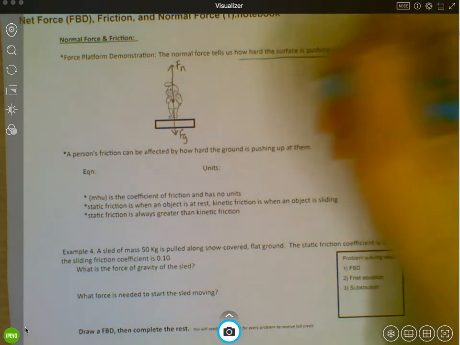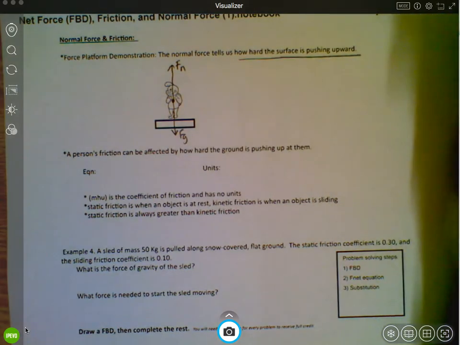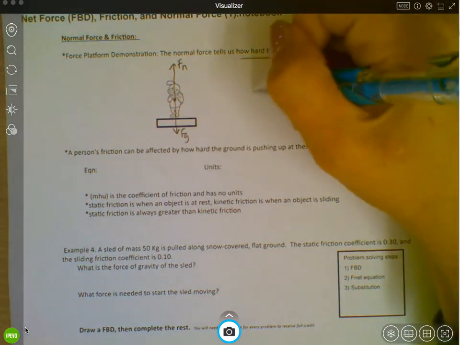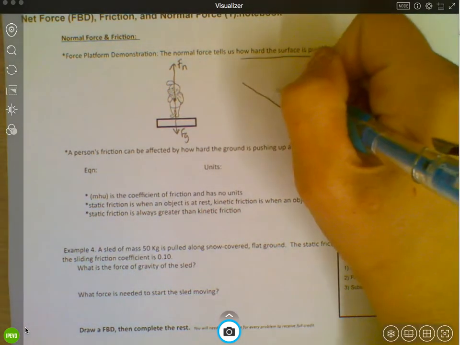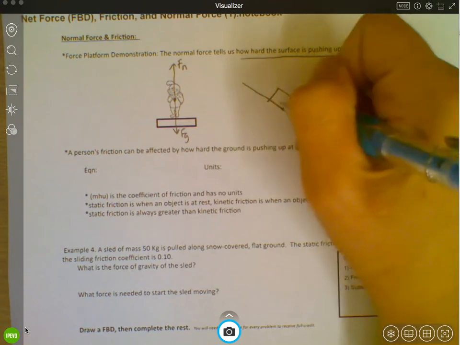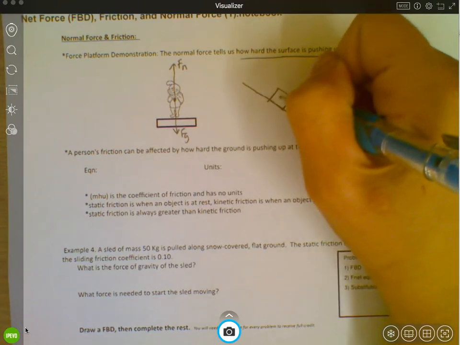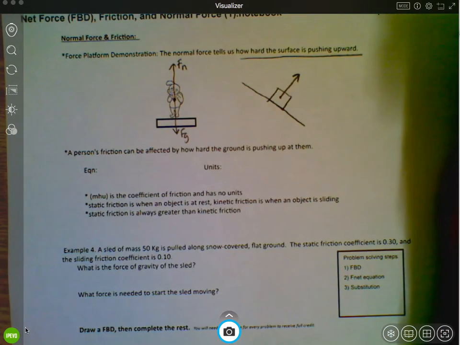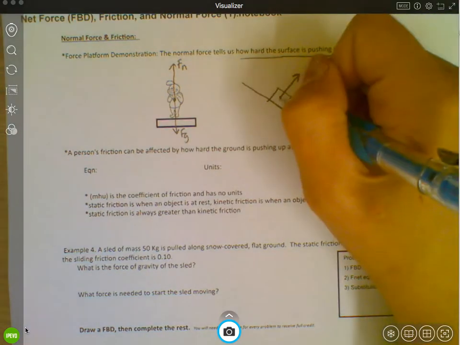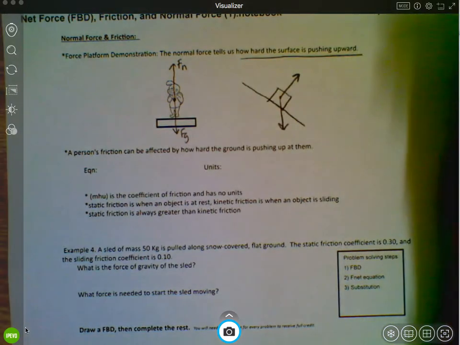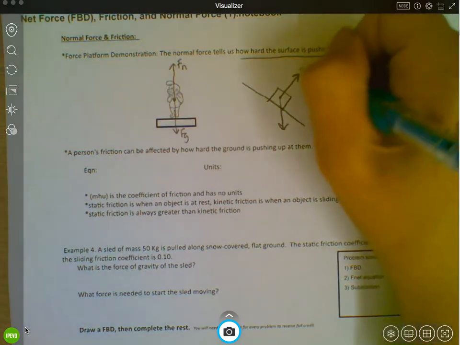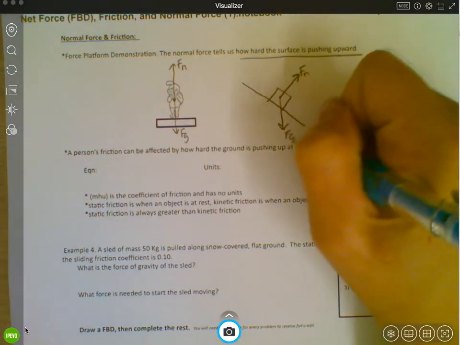The normal force always acts perpendicular to the surface, all right? So if you had a ramp and you had a box sitting on a ramp, and we may have already gone over this, the normal force pushes perpendicular to the surface, even though gravity is pulling this box downward, okay? So this would be the normal, and this would be the gravity, all right?